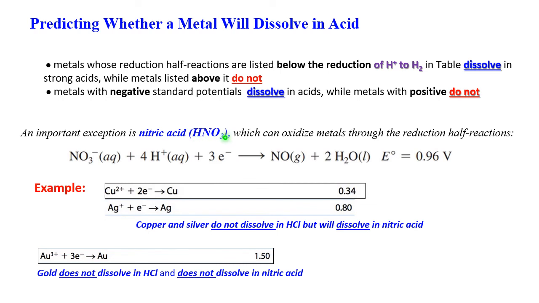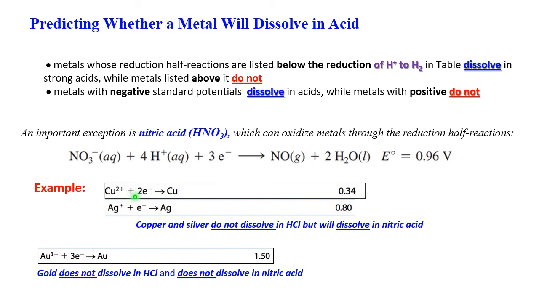An important exception is nitric acid, which can oxidize metals through reduction of nitrate ions. So NO3 minus reacts with H plus and 3 electrons to make NO. This redox potential is much larger than 0, it is 0.96. Let's look at examples. There are plenty of metals like iron, zinc, potassium, sodium, and so on, with negative potentials. That's a clear answer.